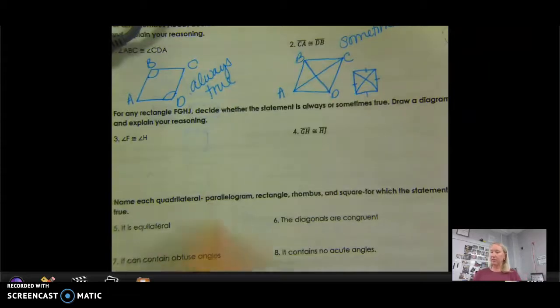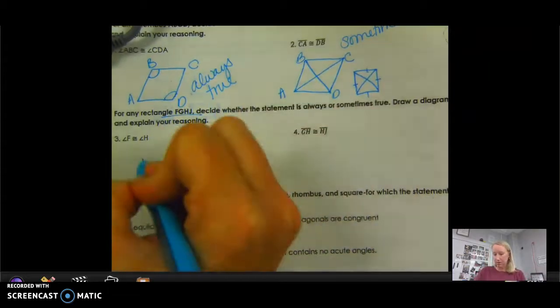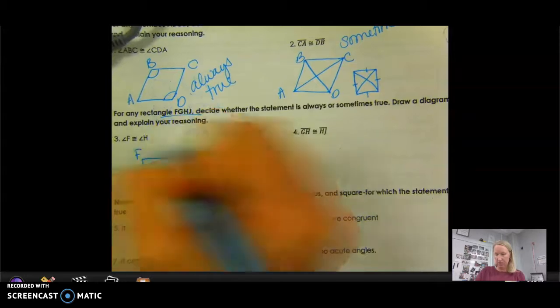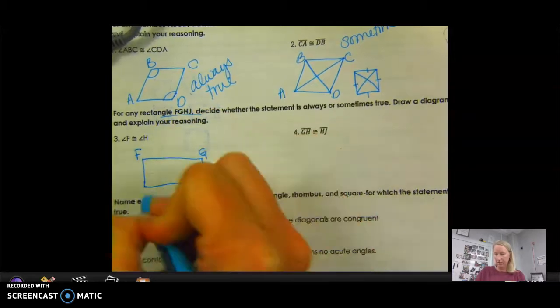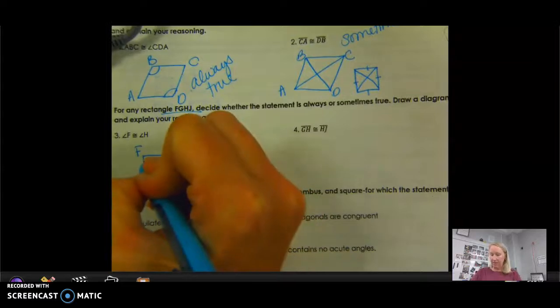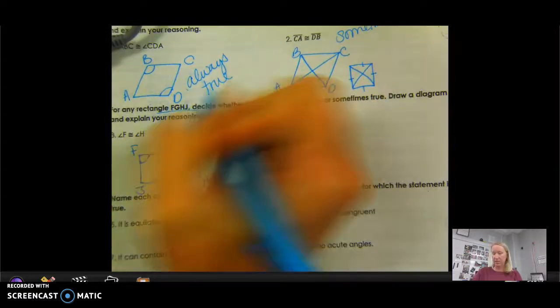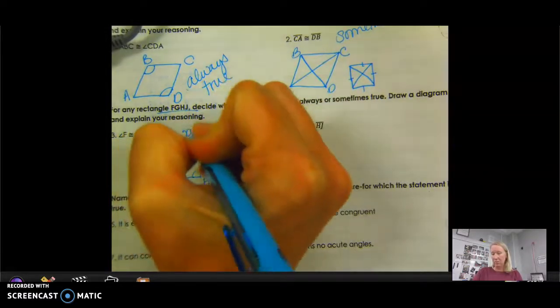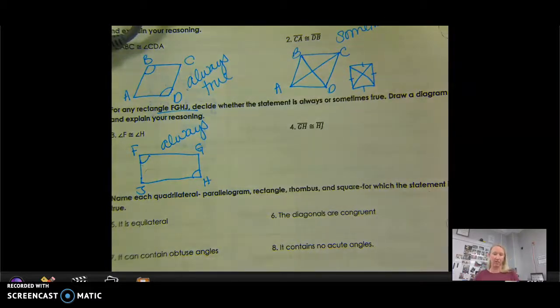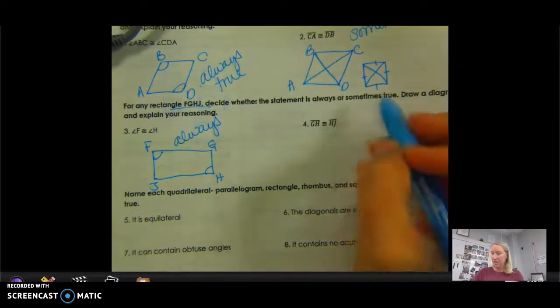For any rectangle, so now we're doing rectangle, so let's do rectangle. I'm going to draw a rectangle. I have to go around in a circle. F, G, H, J. Decide whether it's always or sometimes true. They're saying F is congruent to H. Well, this is always, because one of the definitions or theorems of a rectangle is that we have 90-degree angles everywhere, so they are always true.